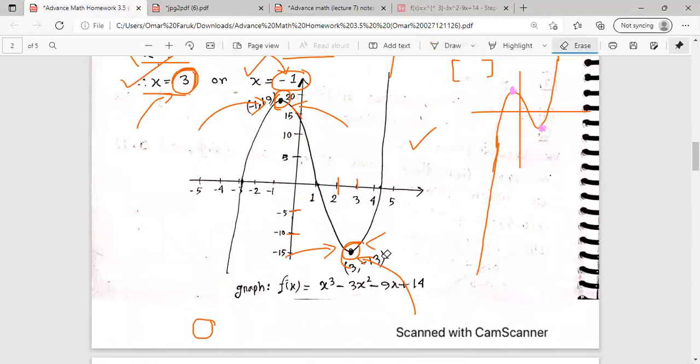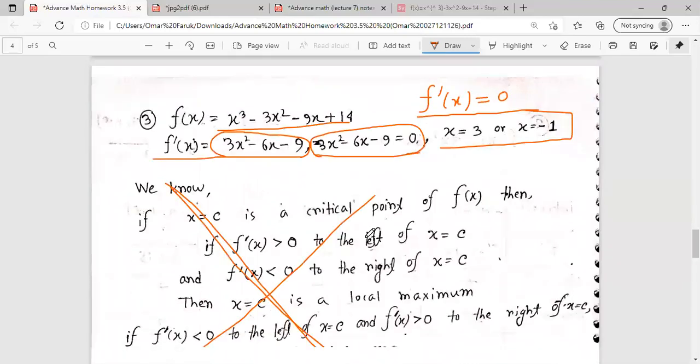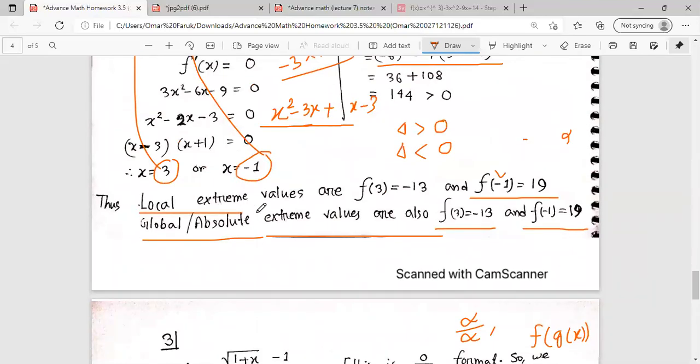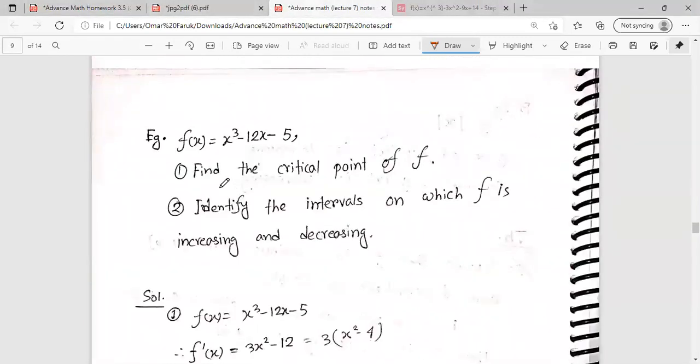This point here and this point here. So these 2 points are our answer. They are our local extreme values and global extreme values. Okay, Farin? Yes, Omar. Okay, got it now. What is next?